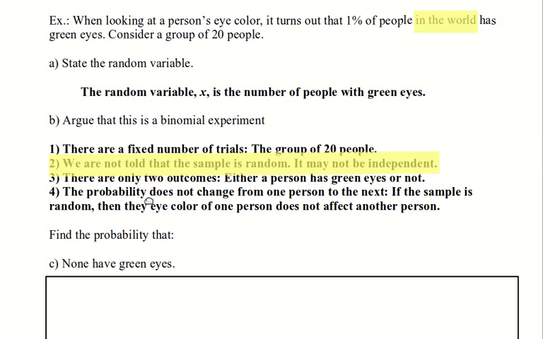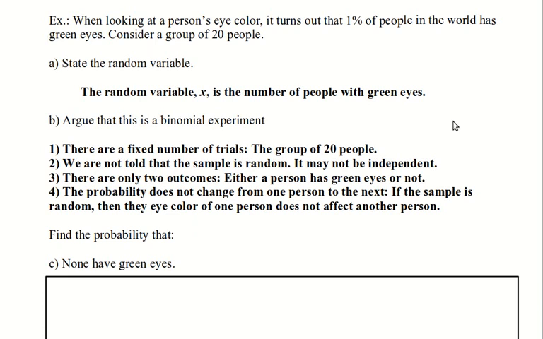The third requirement is that there are only two outcomes, and I certainly would agree with that. Either a person has green eyes or not. I'm not quite sure if you can have two eyes of different colors. I know dogs can have that. I've seen it in one of my friend's dogs. I'm not sure if it happens in humans. So let's simply say both eyes are green if that becomes an issue.